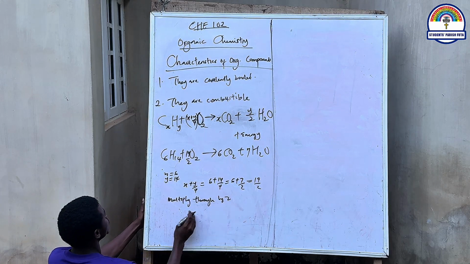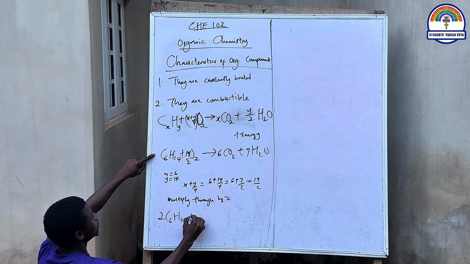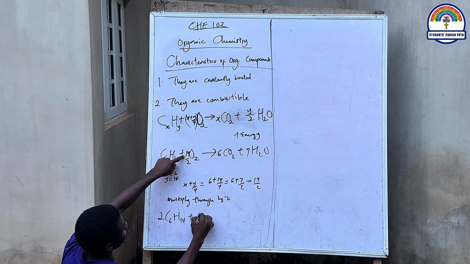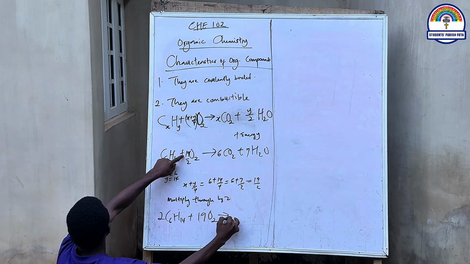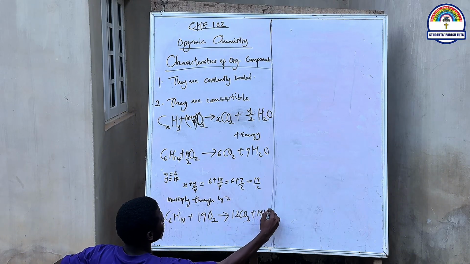When you multiply through by 2, you have 2 times the one that is here. C6H14 plus 2 times 19 over 2 O2. That will give you 19 O2. 2 times 6, 12 CO2. 2 times 7, 14 H2O.